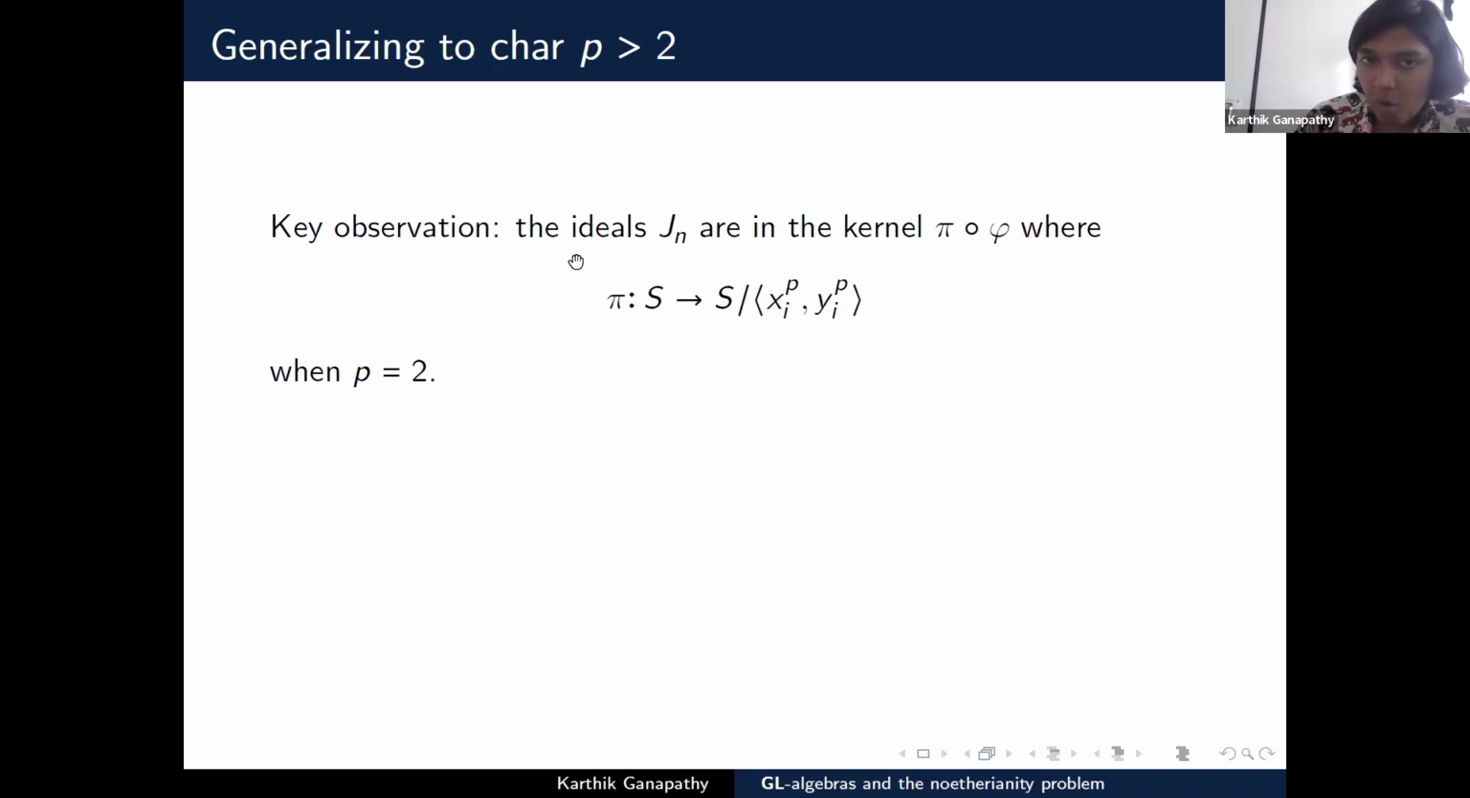And what I realized, sort of accidentally, was that the ideals Jn, these ideals of cycles, are all in the kernel of this, and they did not generate each other; they formed a strictly ascending chain in characteristic 2. So that's kind of how I came up with this example.